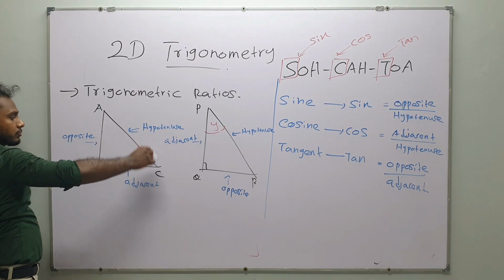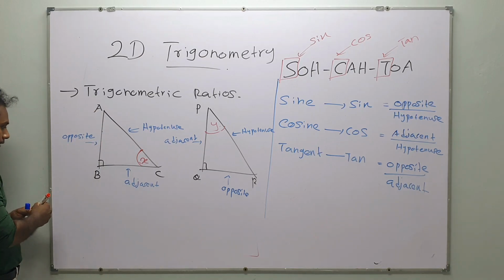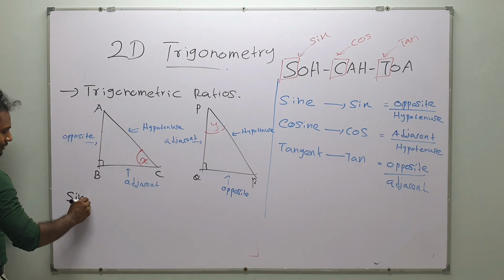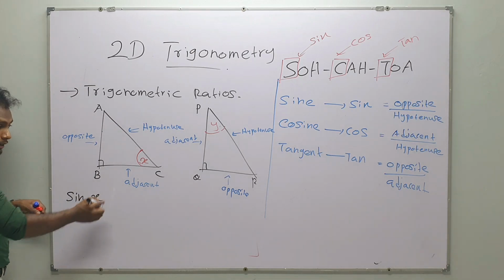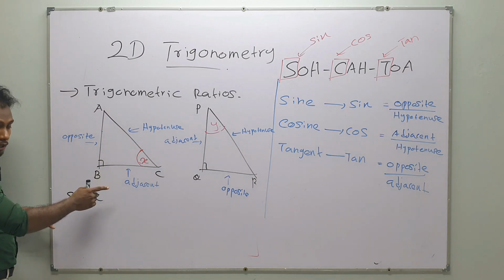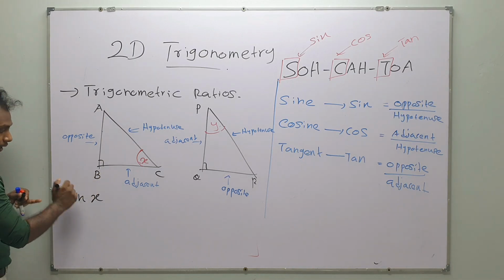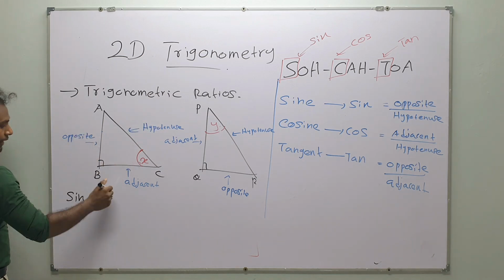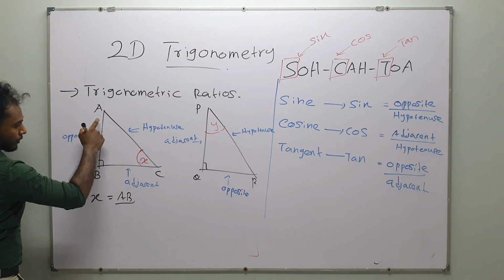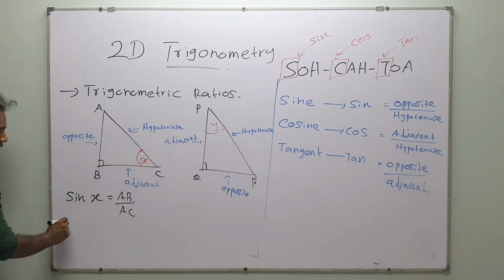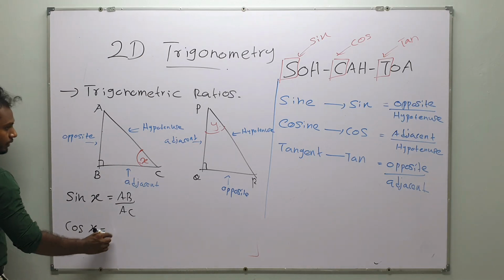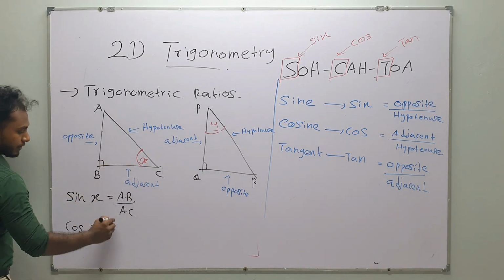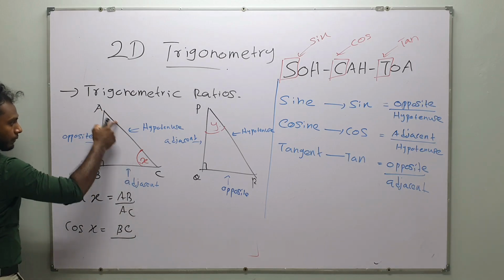Then we'll apply these three ratios for this particular triangle. Okay, let's use the sine ratio. So we write sine x. We write the sine value for the angle because we know that with the angle, these sides change. Sine x equals what? We know sine is opposite over hypotenuse. What is opposite? AB over hypotenuse, which is AC. That's it. Then cos x is what? Cos is nothing but adjacent over hypotenuse. For this x, BC is the adjacent. Hypotenuse is AC.